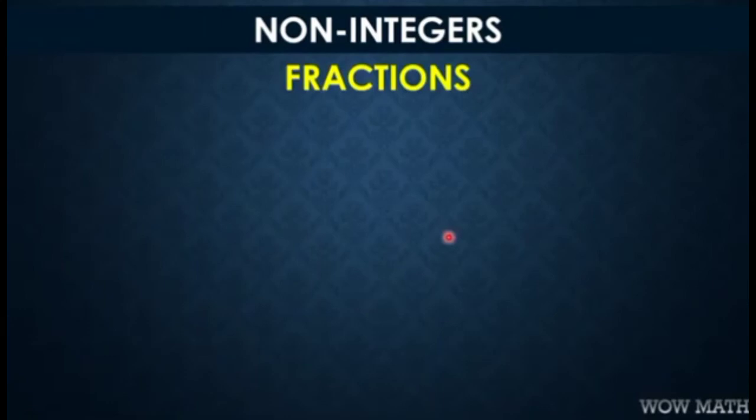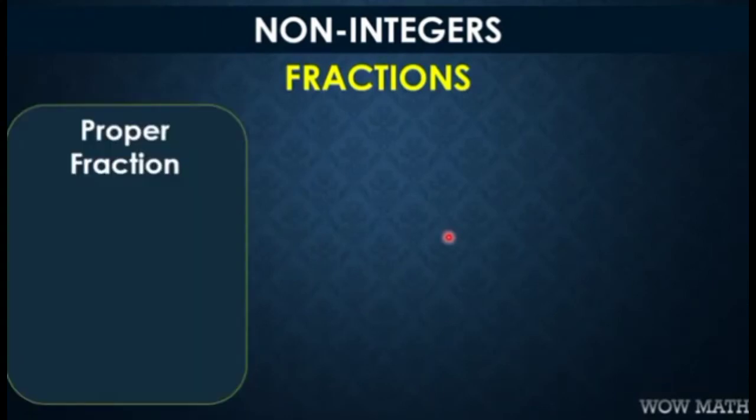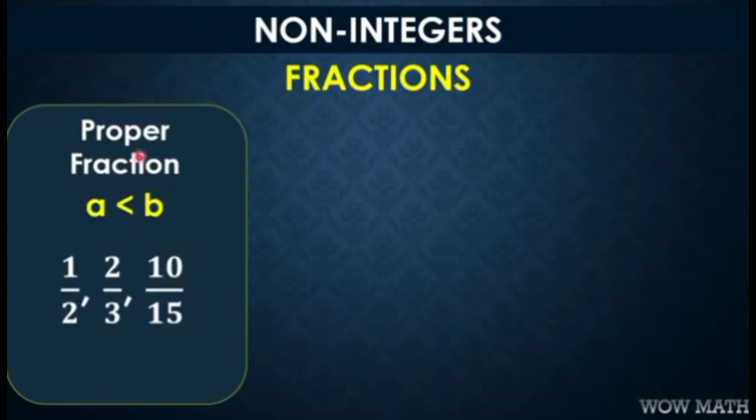Next, we have fractions. For fractions, we have the proper fraction. A proper fraction is a fraction where A is less than B. Di ba ang A natin is our numerator and B is our denominator kapag rational numbers. So, if your A is less than the value of B, then that is a proper fraction. That's why this is also considered a rational number.